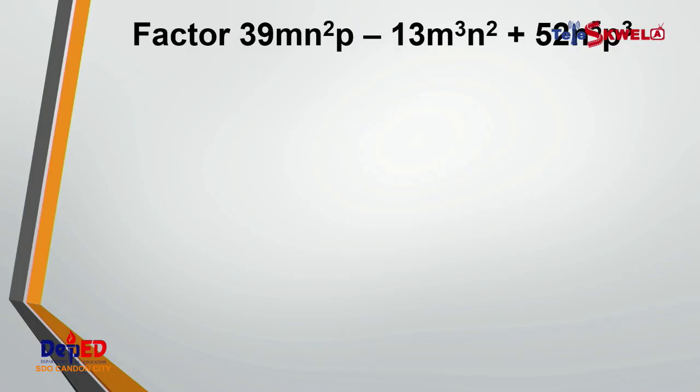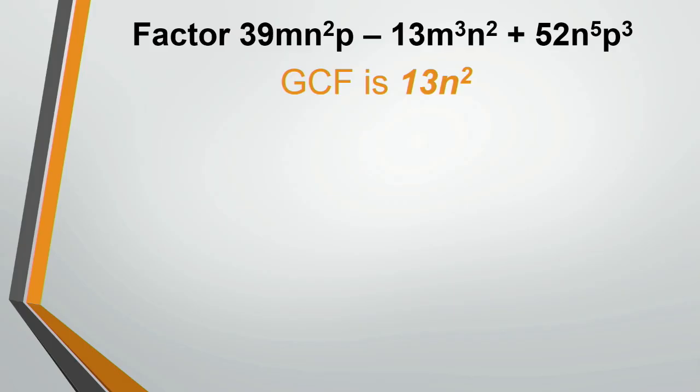Factor 39mn squared p minus 13m cubed n squared plus 52n to the fifth p cubed. We have to get the GCF of the terms. Since 13 is the common factor of the numerical coefficients, and we have n squared for the literal coefficients, since it has the smallest exponent, the GCF will be 13n squared.